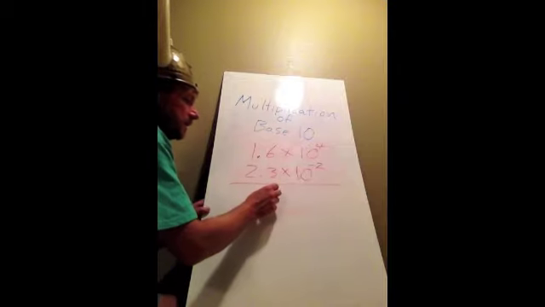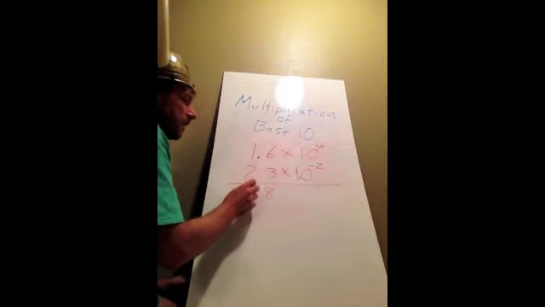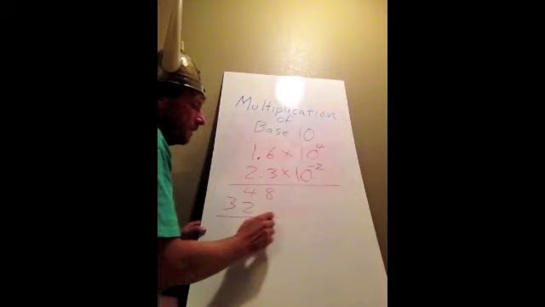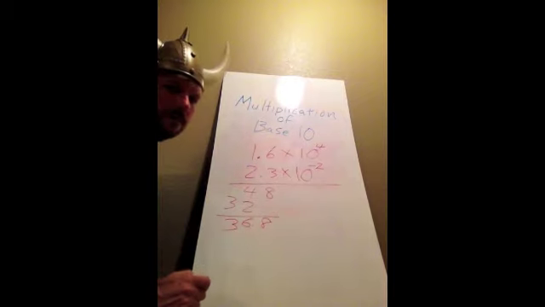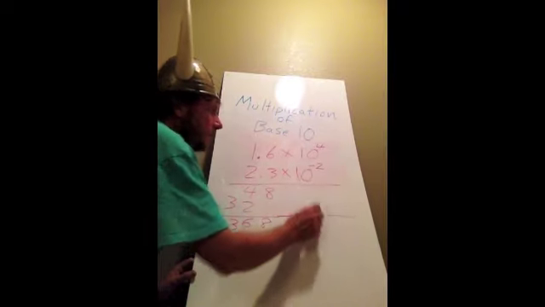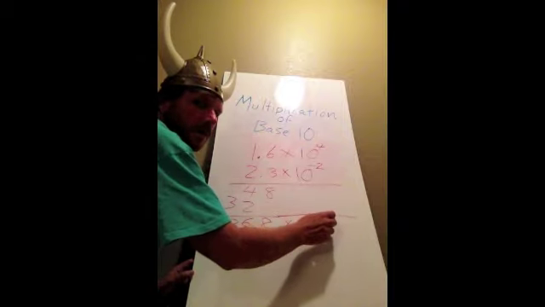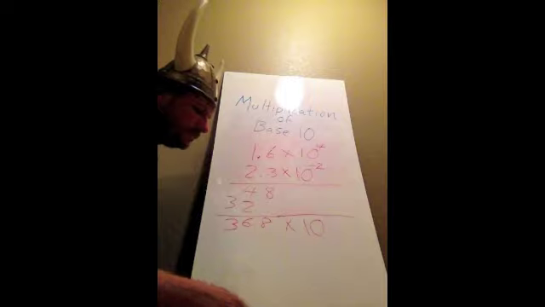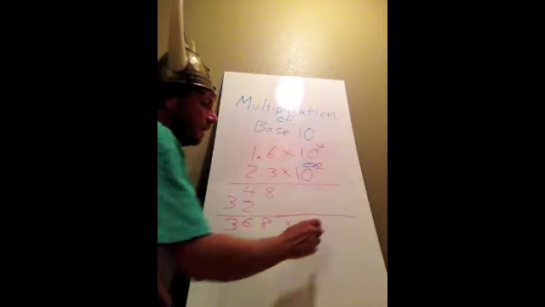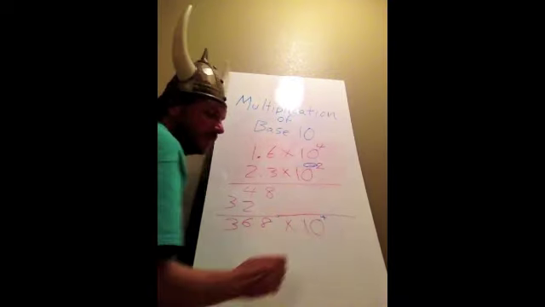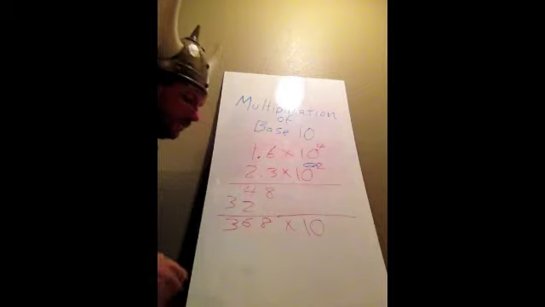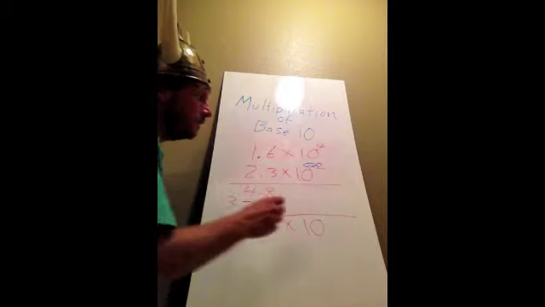3 times 6 is 18. Carry the 1. 3 times 1 is 3. Add 1 is 4. 2 times 6 is 12. Carry the 1. 2 times 1 is 2. 3, 8, 6, 3. Who needs a calculator? Bring this down. 10. 2 plus 4 is 6. Negative sign. Don't forget this negative sign. Is this now a negative or positive number? This is 4 minus 2, right? So we know it's a positive number. It's 2.